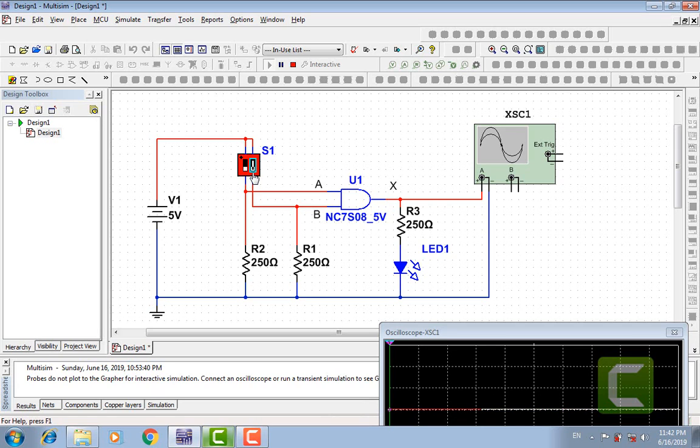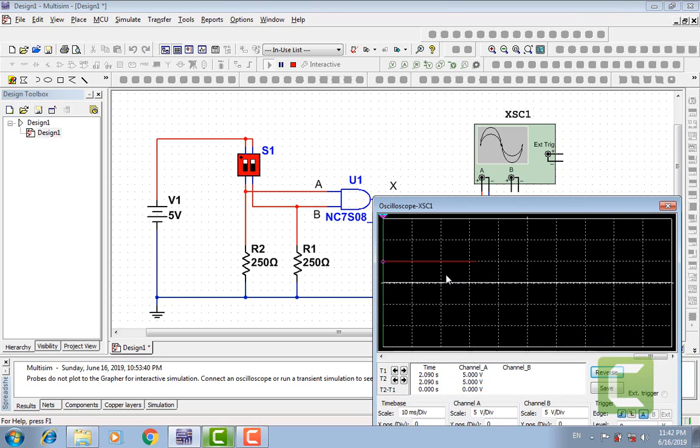If E is low and B is low, the X will be low. If E is high and B is low, the X will be low. If E is low and B is high, the X will be low. If E is high and B is high, the X will be high. And you can see the output signal of 5 volts on channel A.